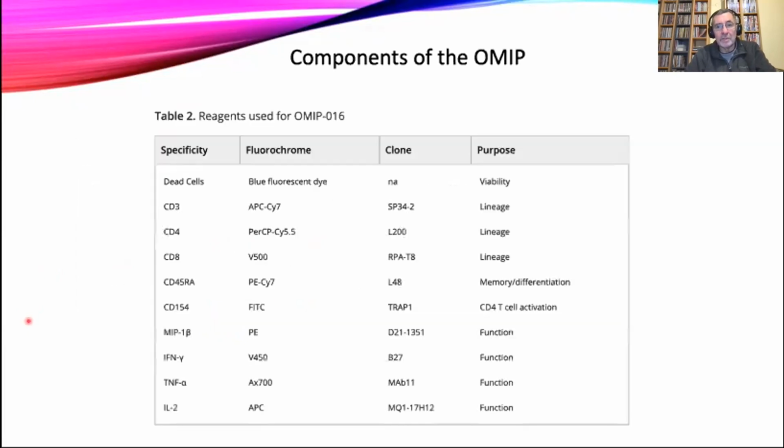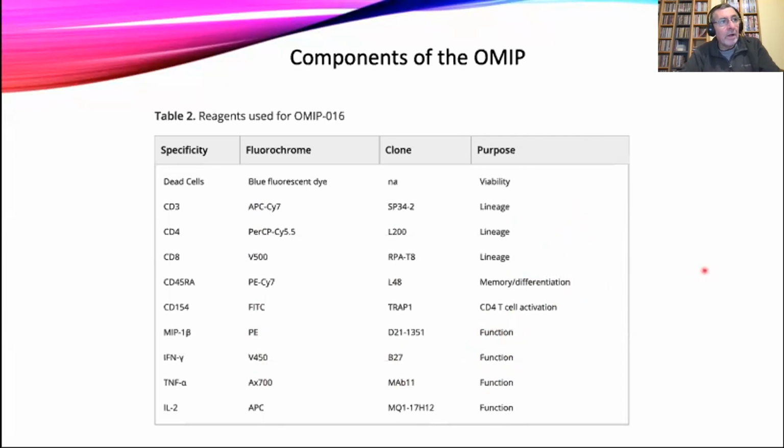This is a very useful table, a very important table in all of the OMIPs. It tells you which marker they've looked for. So there's a whole series there. It's only a 10-color panel, not a very huge panel. There are OMIPs out there that cover 40+ different markers now. It tells us the fluorochromes that they're using, the clone that we're using, and why we're using them. So CD3, CD4, CD8 are defining markers, they're lineage markers. We have the functional markers here, and then we have activation and differentiation markers.